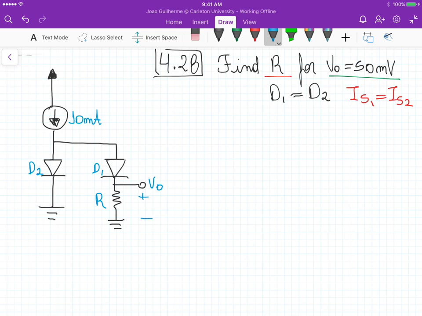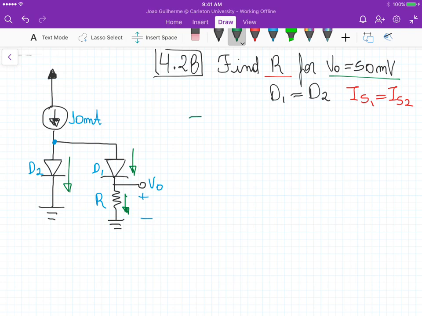that forces 10 milliamps to flow into this node. Part of this 10 milliamps flows across D2, and the other part flows over this branch with D1 and R. If current flows in these directions, the diodes are allowed to conduct. And the current flowing through this R is the same current flowing through diode 1 because they are in series, right?